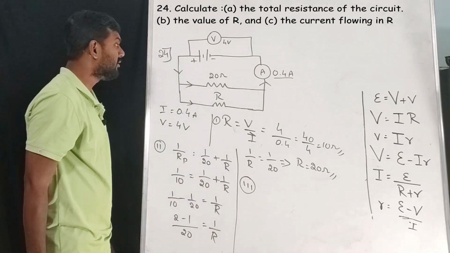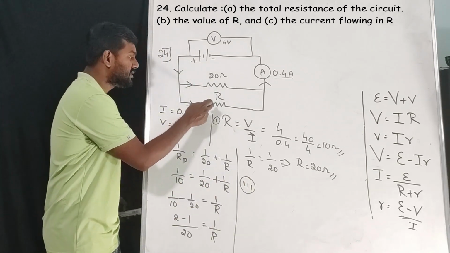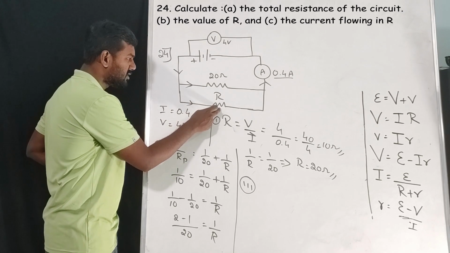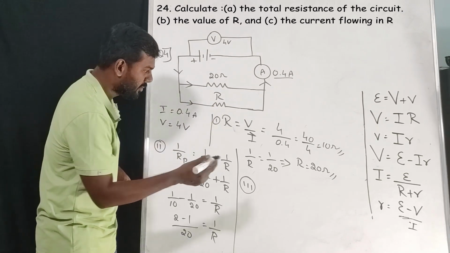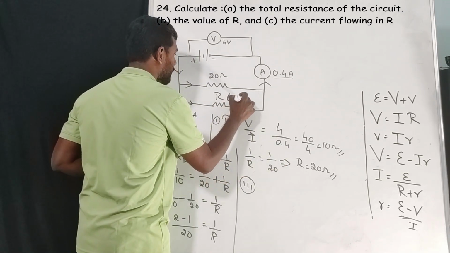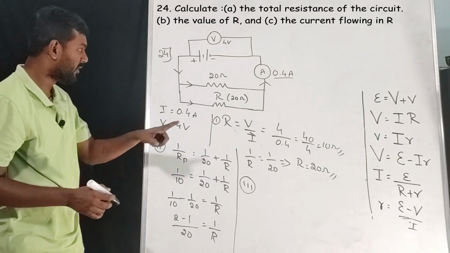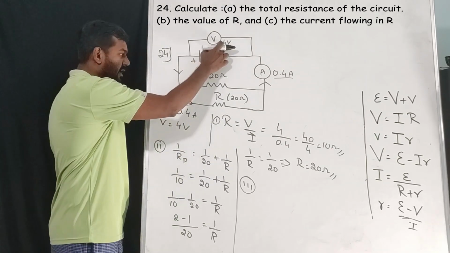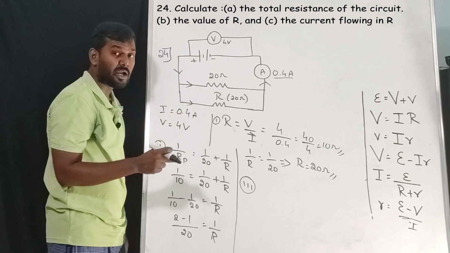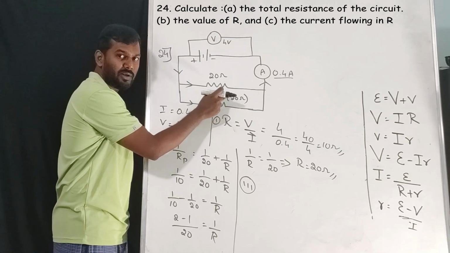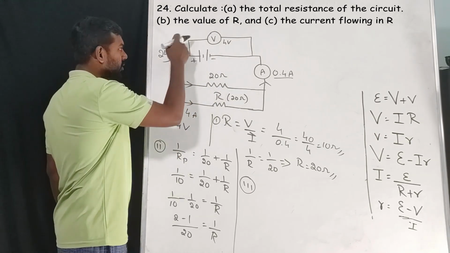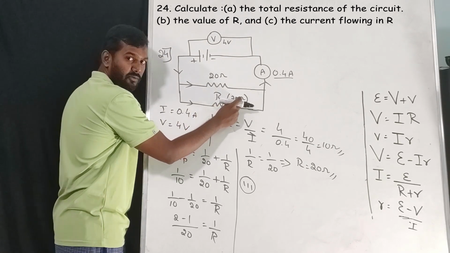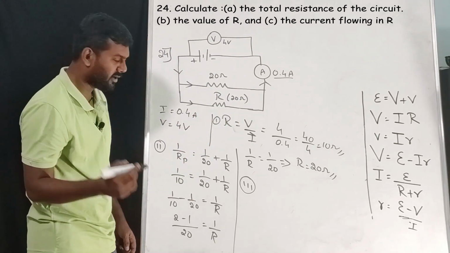Third one, find the value of current in the resistance R. Okay, here just now we got to know this value, correct? This is nothing but 20. So this is 20 ohm resistance. Once we find the value, now we have to find the value of current. We have the voltage value, we have the resistance. They are talking about only this resistance, correct? Only this resistance. So voltage we have and the value of resistance we have, we can find current.